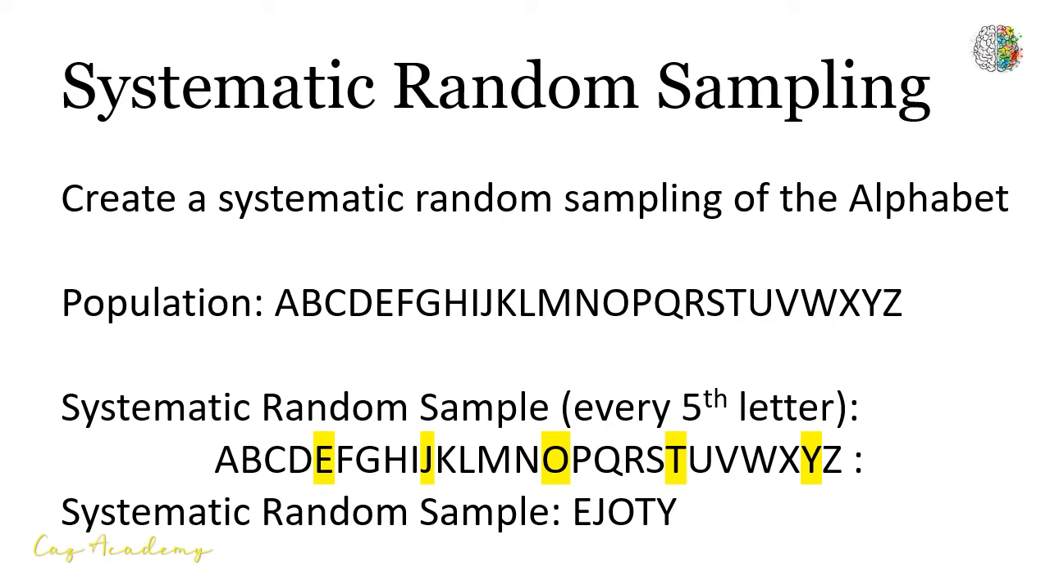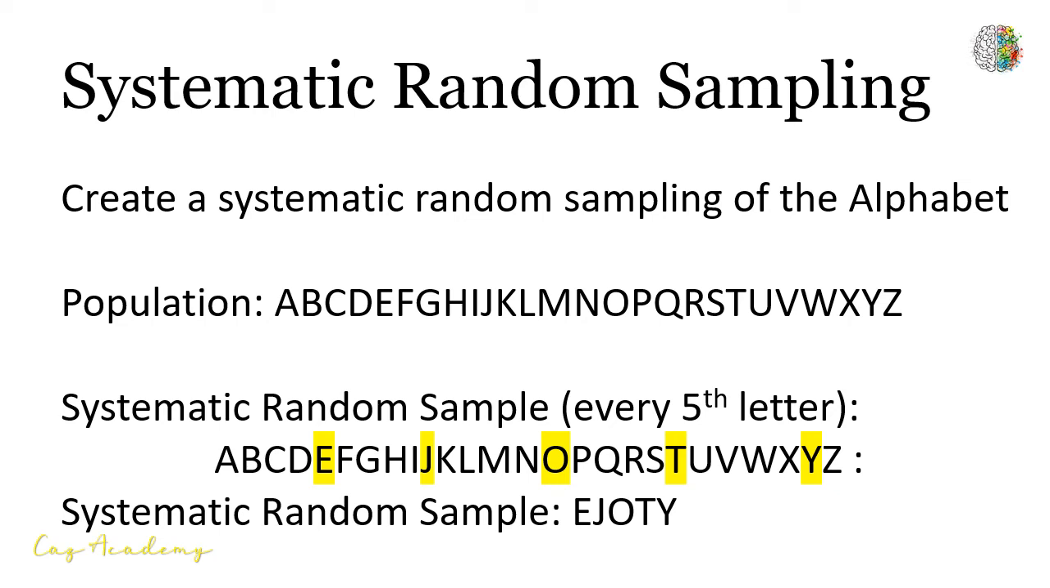Then we're going to create a systematic random sample where we're going to count every 5th letter to be part of our sample. So as you can see, I've got my 26 letters of the alphabet, and every 5th letter I have highlighted in yellow, and those are the letters that are going to make up my sample. So my systematic random sample would be E, J, O, T, Y, if I chose every 5th letter.